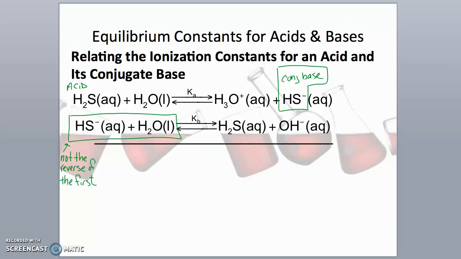Two reactions are shown, with the first being the hydrolysis reaction of the weak acid H2S. The conjugate base of this weak acid is formed, and the second reaction shows the hydrolysis reaction of this conjugate base in water. The second reaction may appear to be the reverse of the first, but it is not. It is simply the hydrolysis of the conjugate base HS-. So what we have here are two hydrolysis reactions for a conjugate acid-base pair.